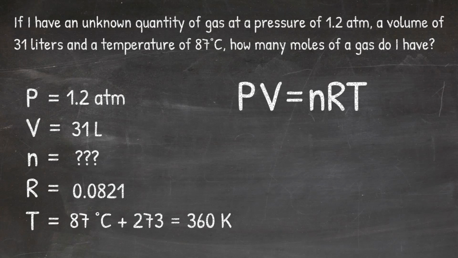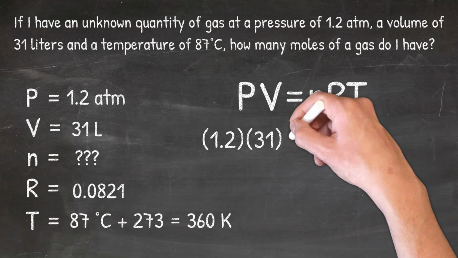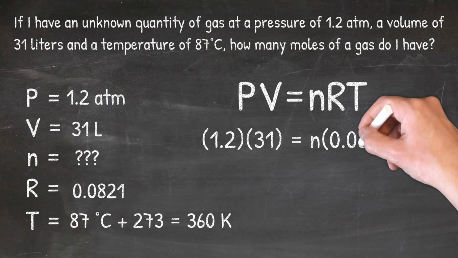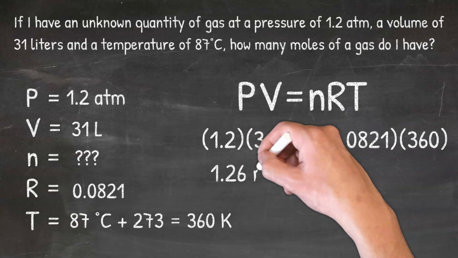So I can plug my numbers into the equation. I'll plug in 1.2 for pressure, 31 for volume. Moles I'll leave as N because that's what I'm solving for. I'll plug in 0.0821 for R and 360 for T. When I solve for N, I then get a final answer of 1.26 moles.